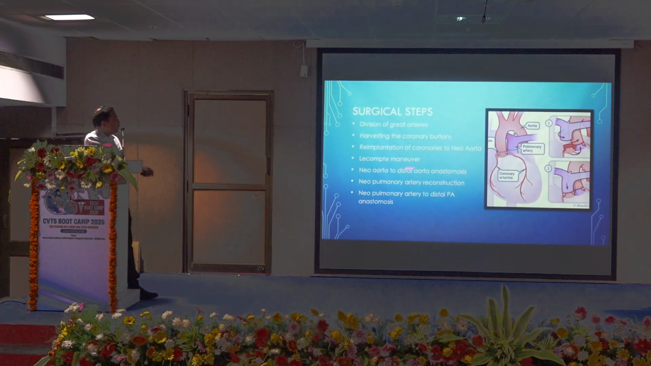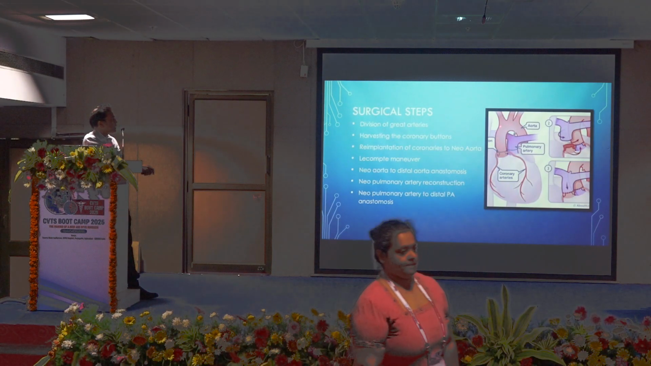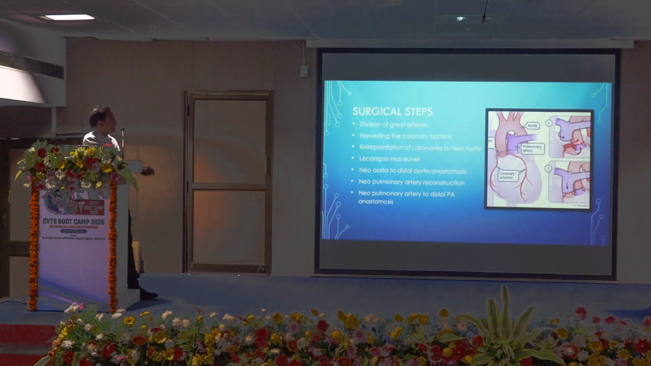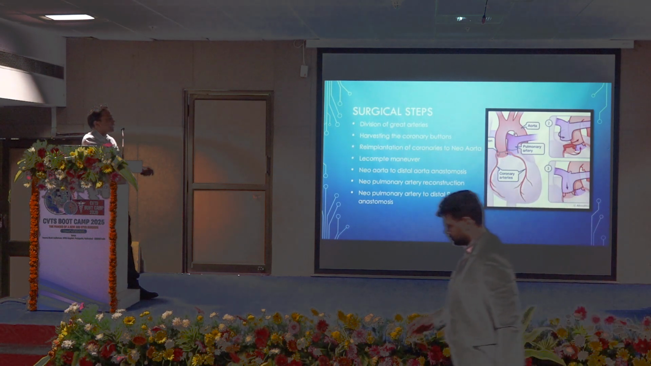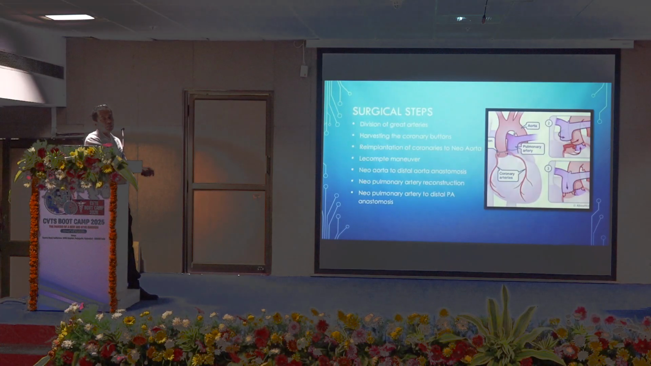Then the distal neo aorta, the place where you divided, this is the distal part. So the distal part is anastomosed to the neo aorta. Then neo-pulmonary artery reconstruction. The place where you removed the coronary button, there is a deficient area. So you have to put a pericardial patch, reconstruct that area, and then do neo-pulmonary artery to distal pulmonary artery anastomosis. That completes your arterial switch operation. If there is a VSD, you have to close the VSD along with this.